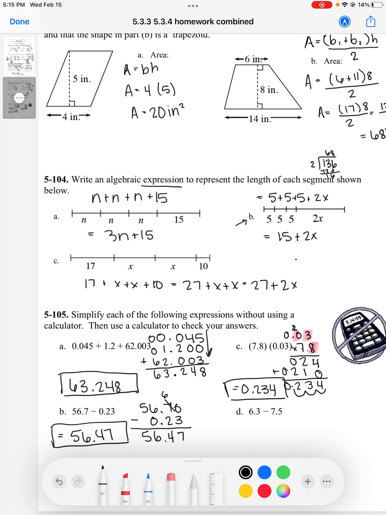Part D, 6 3/10 minus 7 5/10. I know I'm going to get a negative number. It's kind of like subtracting 6 3/10 from 7 5/10, except that I know my answer is going to be negative. So 5 minus 3 is 2. Drop down my decimal. 7 minus 6 is 1. The difference is 1 2/10. And again, my answer is going to be negative.